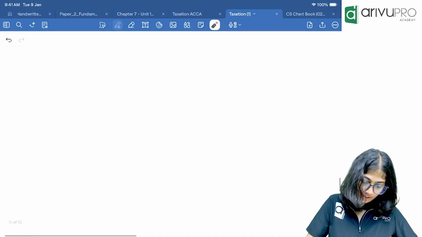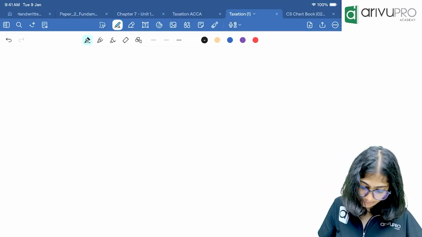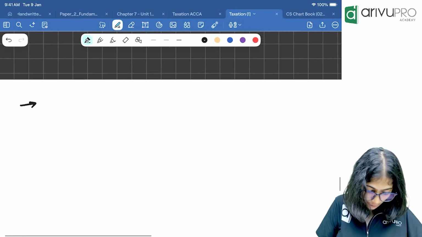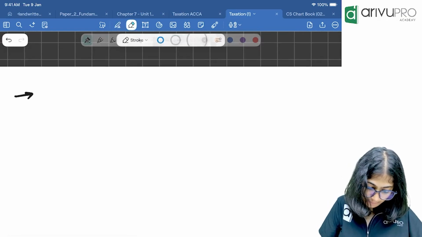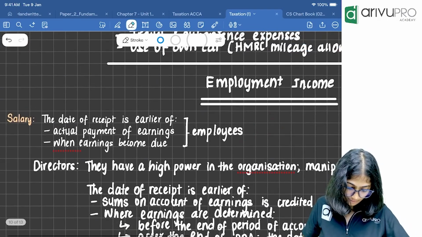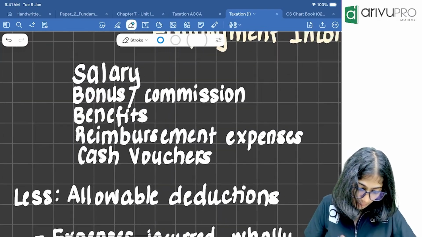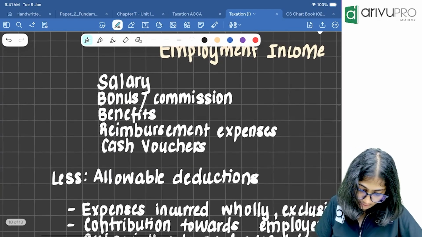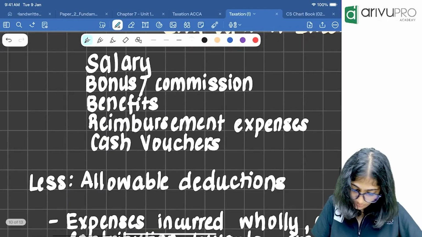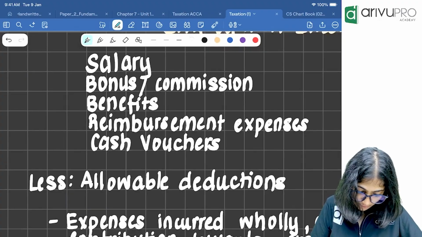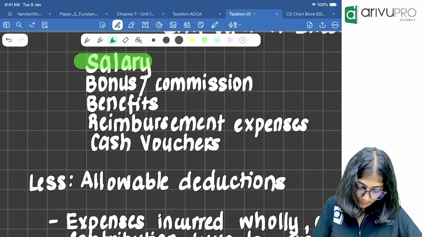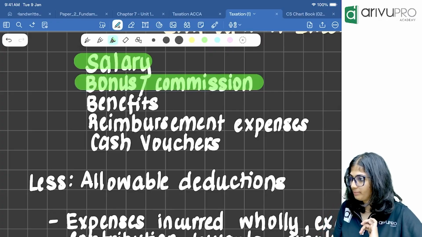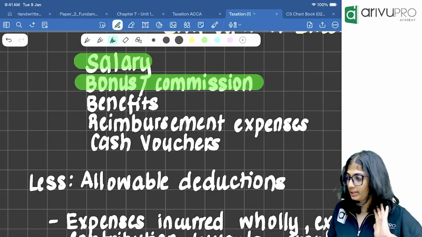What are the other expenses, as we have seen? Employees' contribution to occupational pension scheme. We just looked at it, right? So now we are done with salary. Bonus and commission also is simple, right? Whatever we learned in the definition, that's the only thing you need to remember. Okay, we are done with salary, bonus and commission. Benefits, there's a huge list you have to remember. We'll get to it later. Reimbursement expenses and cash vouchers also, we'll get to it later.